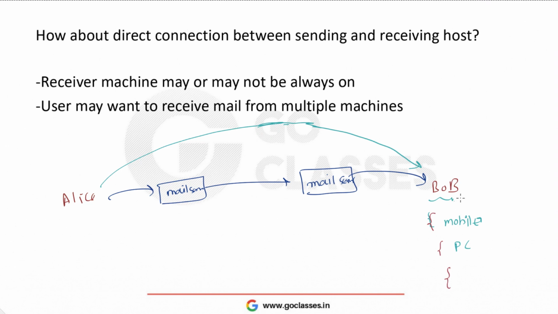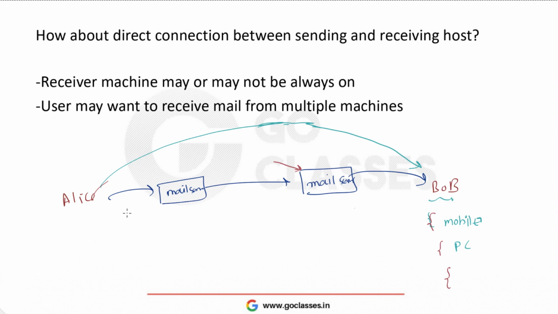So Alice has to know the IP address of one of the machines. She can send to all the machines, but generally it would be troublesome, and also all these machines would have to be on all the time, whenever Alice is sending the message. So clearly this is not convenient. So what has to be done? Alice has to send the message to a mail server instead of directly sending to Bob.